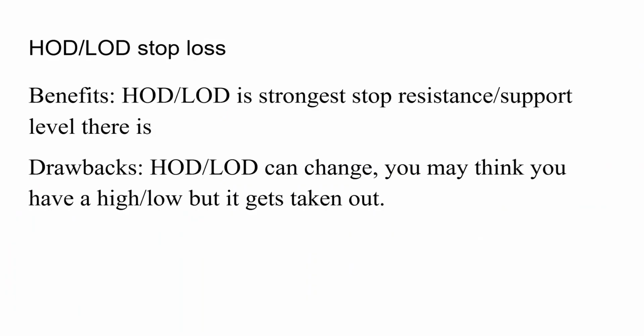Next up, you have a high of day, low of day stop loss. Now the benefit of this is that when you get the true high of day and low of day, that is the strongest resistance and support there is for the whole day. But the only drawback is you may think you have the high of the day and then it gets taken out. So you can still get stopped out even if you think you're nailing that level.